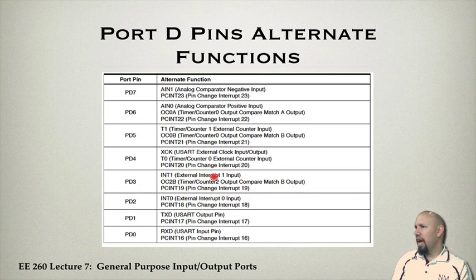Interrupt 1. So this is the actual hardware interrupt that's wired in, as opposed to a pin change interrupt. Timer counter 2 output compare match B. We saw timer counter 2 output compare match A in port B, and here's the other side of that. Here's external interrupt 1. In pin 2 we have external interrupt 0, and then we have the transmit and receive for the USART.